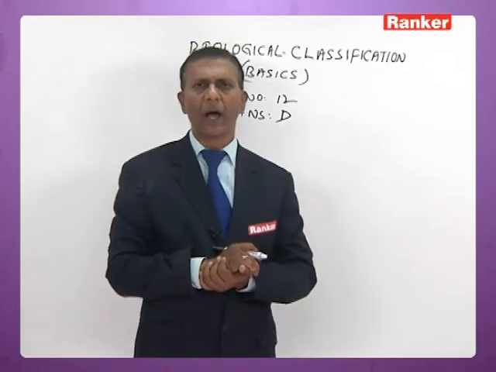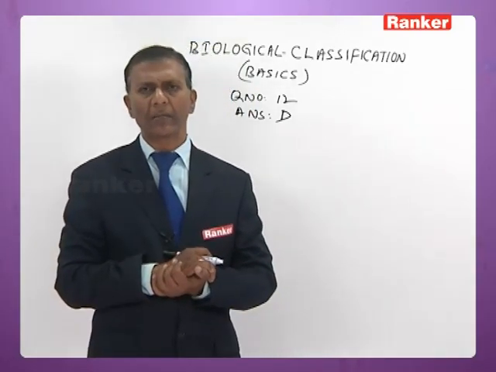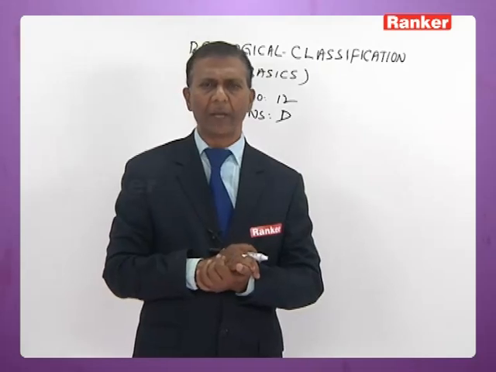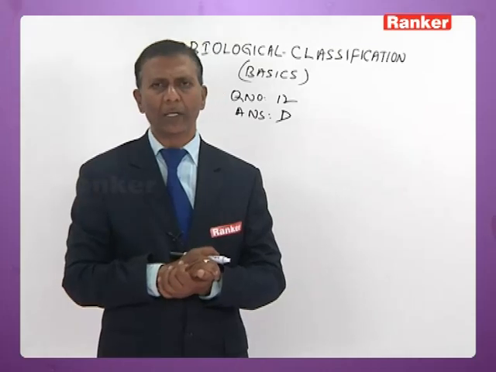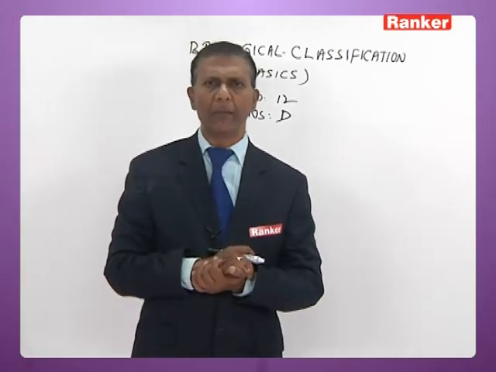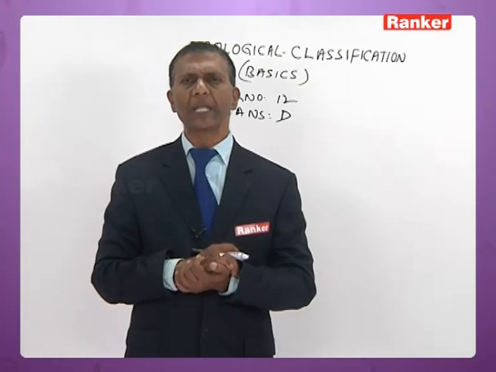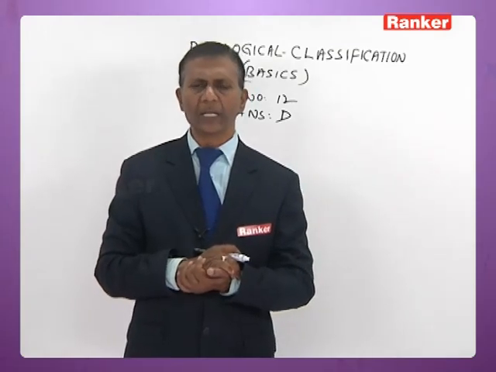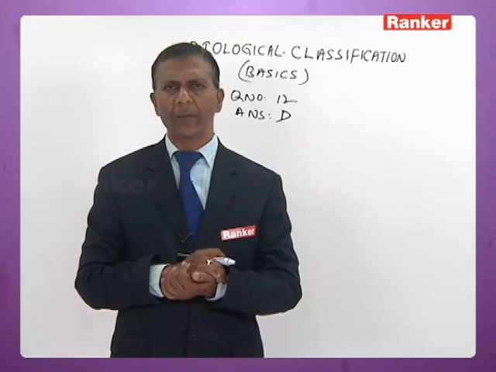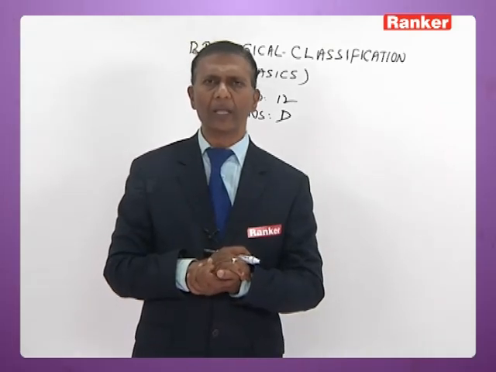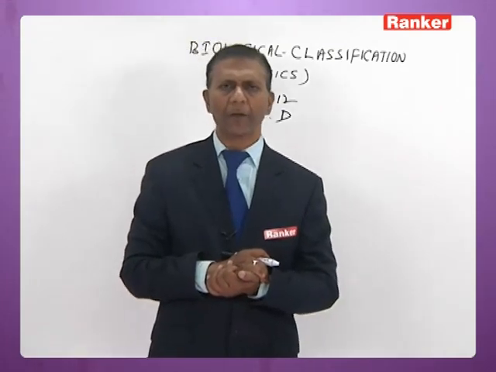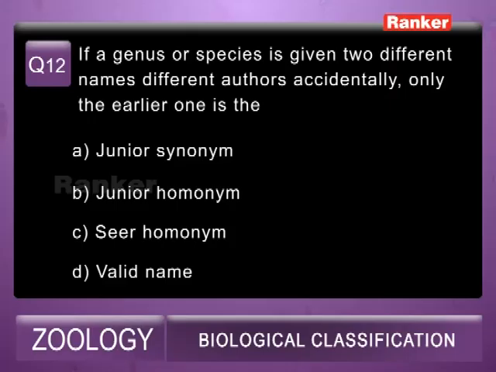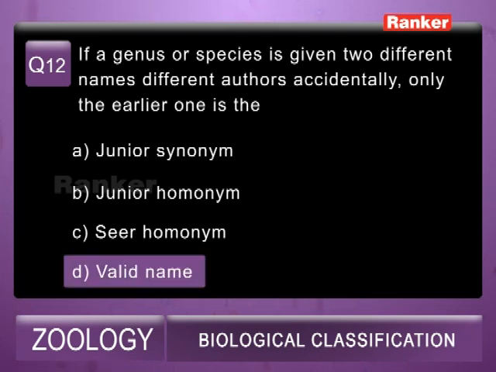This phenomenon of giving many names to the same organism is called the law of priority. When many scientific names are given to a particular organism by different authors, the earliest proposed valid name is considered the senior synonym, and subsequent names are considered junior synonyms. The first name is the valid name and all the other names become junior synonyms. This phenomenon is called the law of priority. So for the 12th question, the correct option is D.